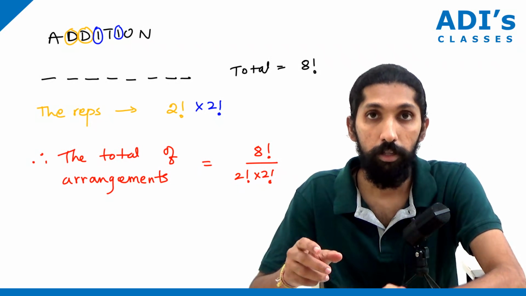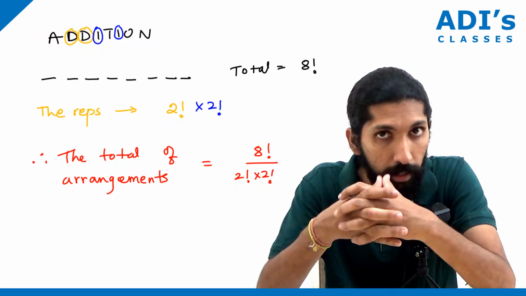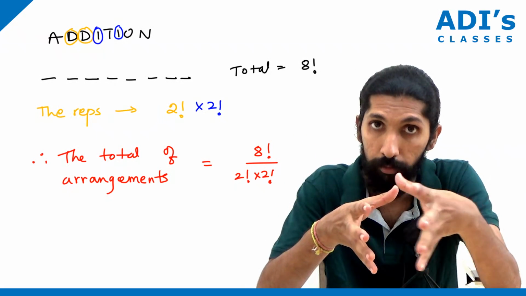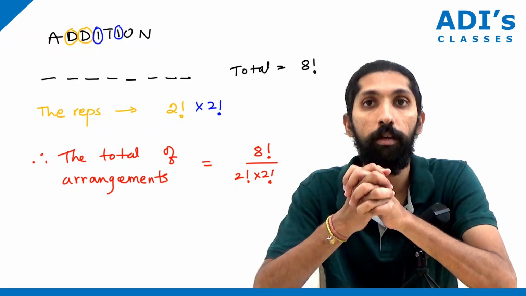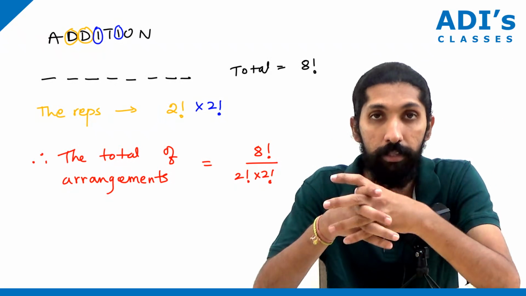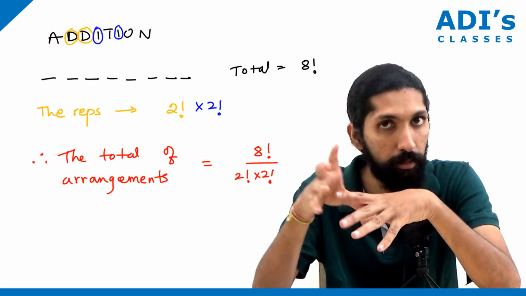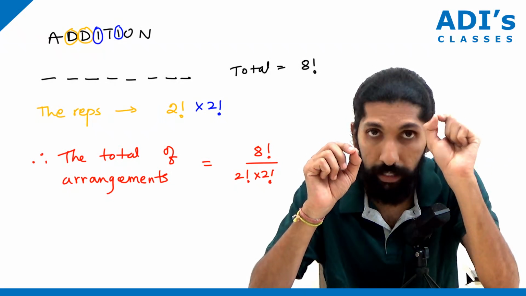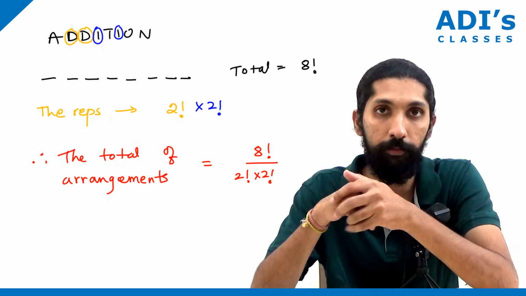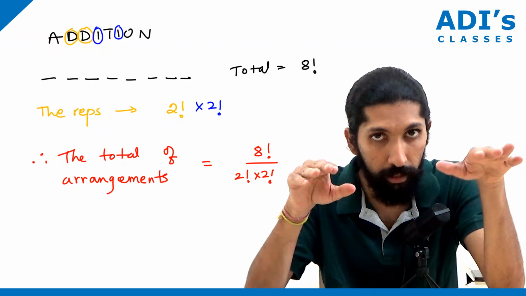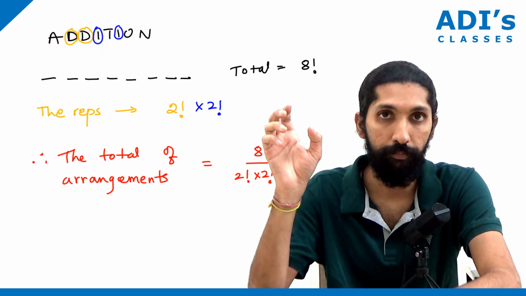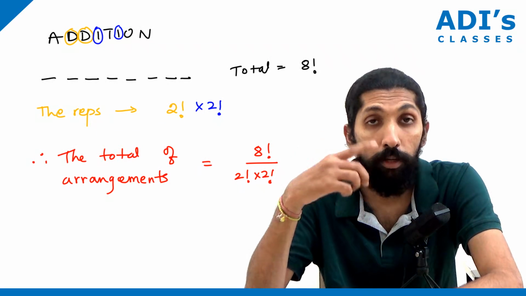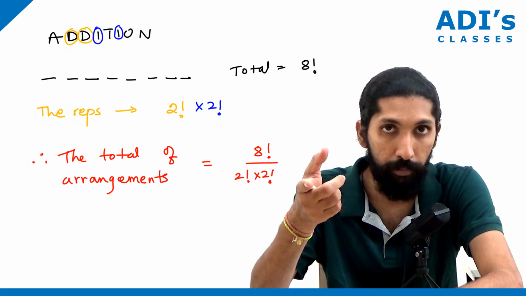Fair enough? To summarize this part of the video, for the principle of counting, if you have n letters in a word, totally it's going to be n factorial. If a particular letter is repeated some number of times, you divide by that many factorial. That's going to give us the total answer. In the next video, we'll look into a few problems and examples of the same.